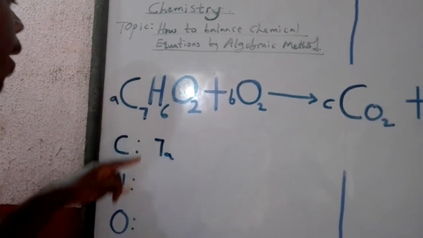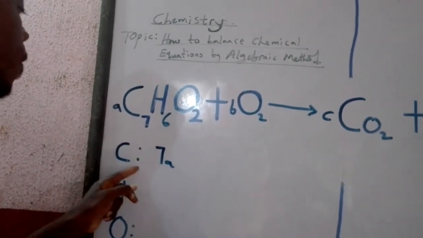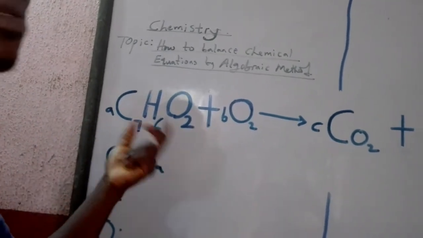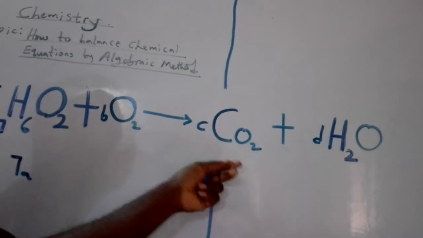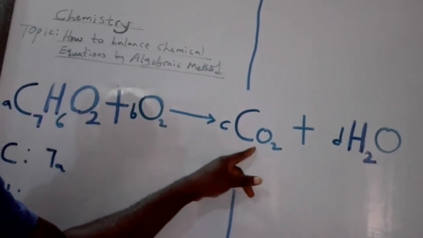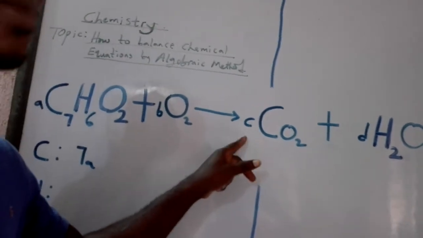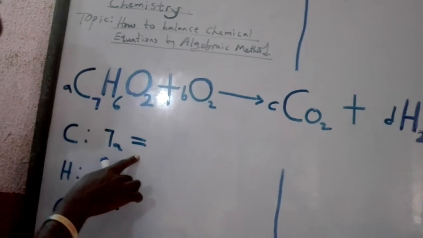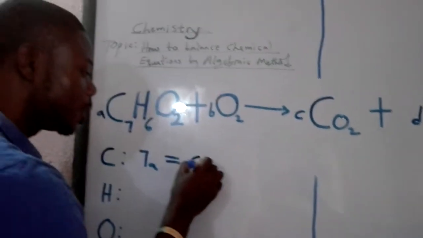Now followed by hydrogen. We cannot move yet, this is carbon. Do we have any carbon in the reactant side? No. So you move to the product side, where we have carbon, which is 1. So you multiply 1 by C. 1 times C, you have C. Then equal, this arrow sign representing the equal sign. So you have letter C.